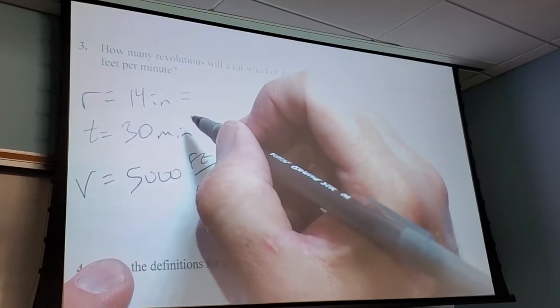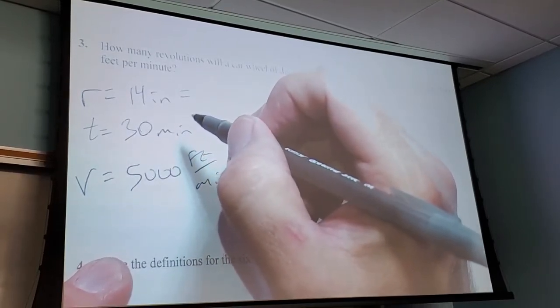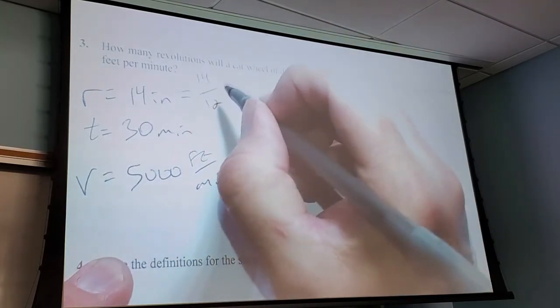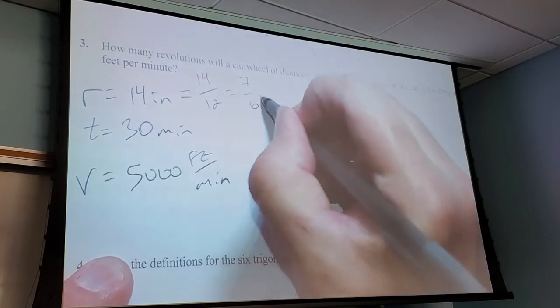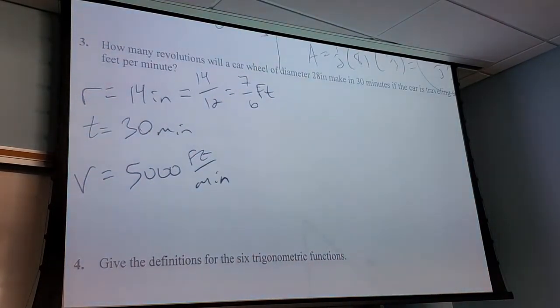No, it's not 1 foot. 12 inches is 1 foot. So it's 14 divided by 12, right? So I would just use 7/6 feet. Right? 24 inches is how many feet? 2 feet. Why? Because 24 divided by 12 is 2. So what's 14 inches? 14 divided by 12 is 7/6.